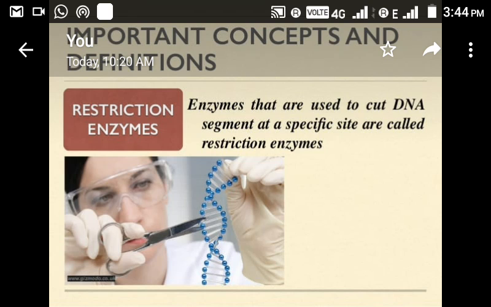Students, basically this enzyme is confined to bacteria, and this enzyme is used as a defense mechanism. Whenever any pathogen like a virus infects bacteria, the bacterial restriction enzyme cuts the DNA of that virus or phage. So in this way this enzyme protects the bacterial cell. That's why it is also known as the restriction mechanism of bacteria.